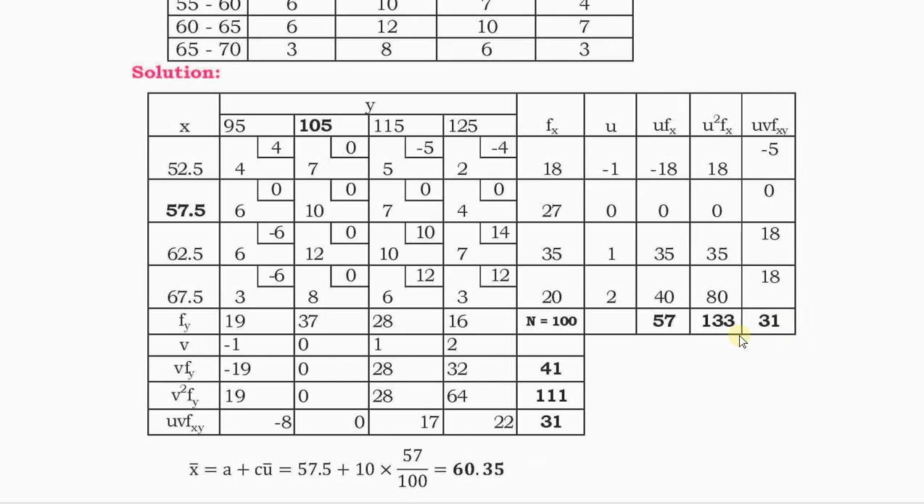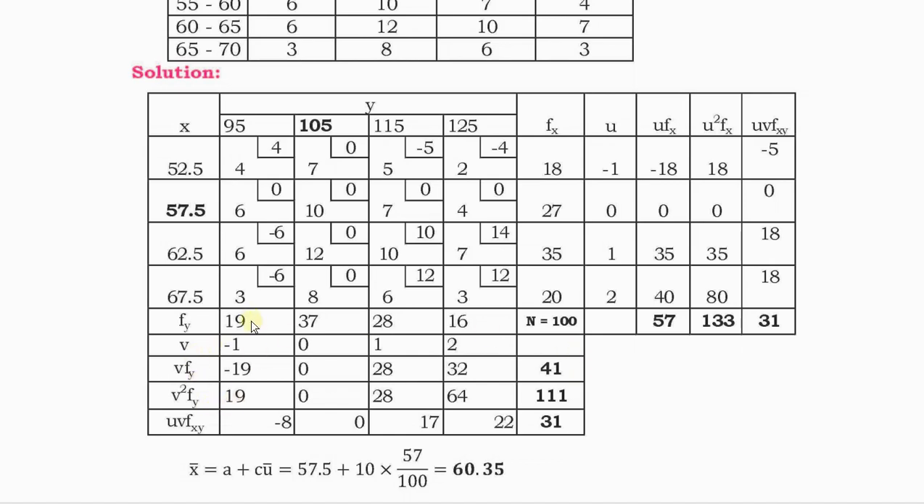So this we have solved for x. Now similarly we solve it for y. Like I told you, the values have been converted here. So instead of taking the y values, v values have been taken. Now the v values are minus 1, 0, 1 and 2. So v into fy: minus 1 into 19, minus 19, 0 into 37, 0, 1 into 28, 28, 2 into 16, 32. Its total is 41.